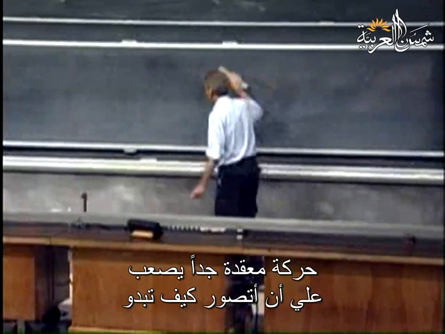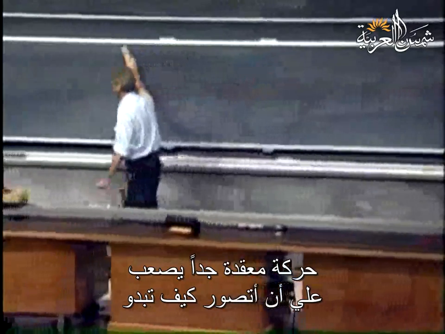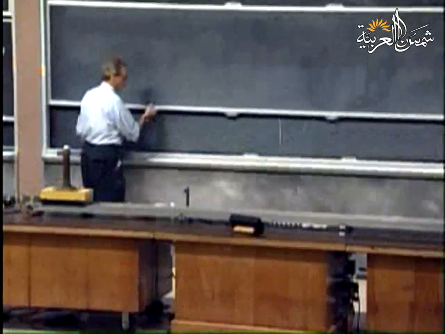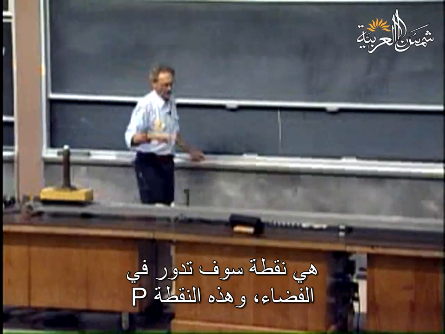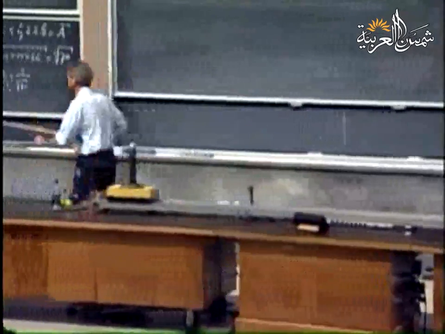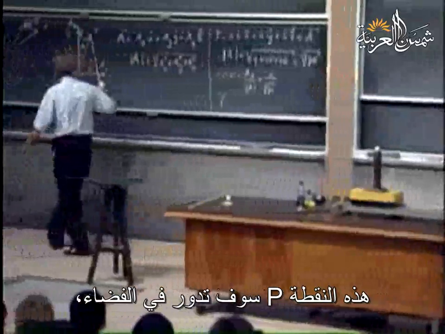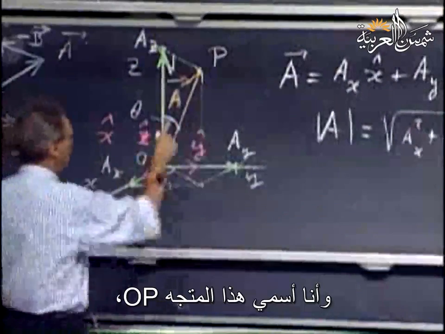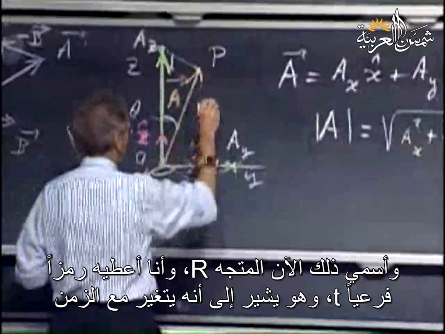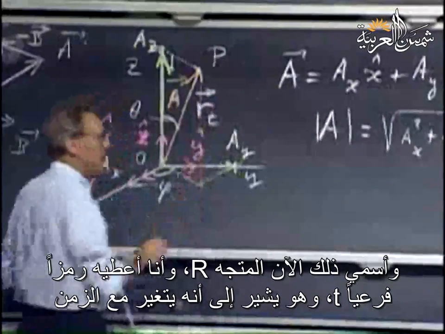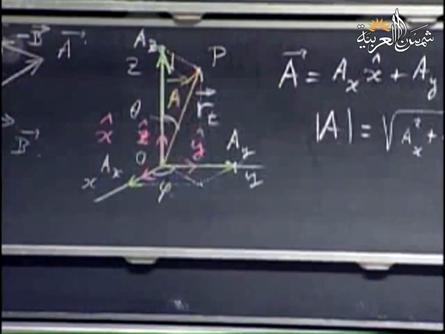A very complicated motion, which I can hardly imagine what it's like. It is a point that's going to move around in space, and it is this point, P. This point P is going to move around in space. And I call this vector OP. I call that now vector R, and I give it a sub-index t, which indicates it's changing with time.